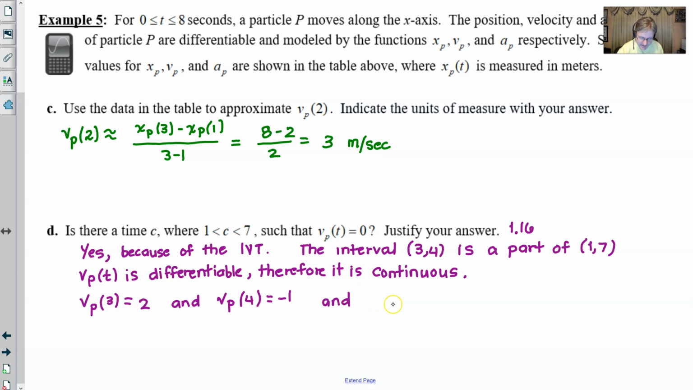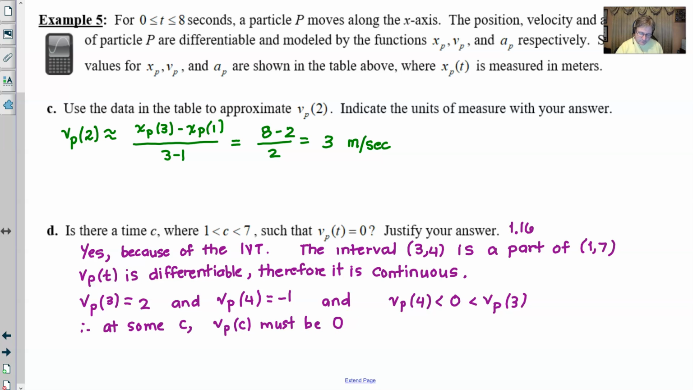And we could just simply say that V sub P at 3 is, actually, I might want to turn this around. Let's start at 4. So I'll say that the value at 4 is less than 0, which is less than the value at 3. And all of those pieces really come into play to say, therefore, at some C, right? And I think we used the letter C. V sub P at C must equal 0.